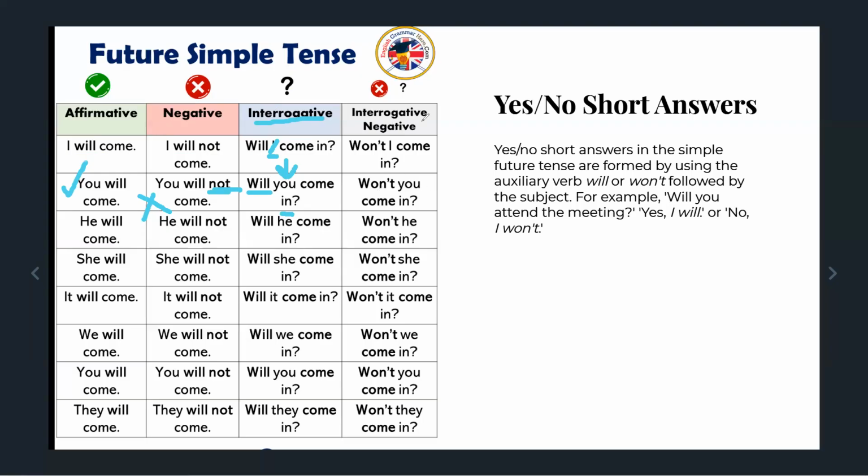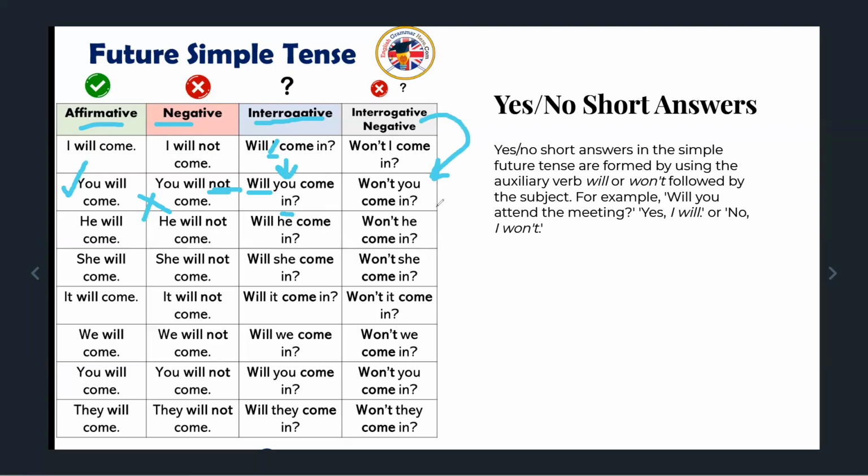Finally, if we want to rotate this interrogative question, we're just simply going to add the will with not. So in the interrogative negative, here it will say, won't you come in? And you can answer also with the affirmative and with the negative ways. You can say you will come or you will not come. When you come in, you will come.